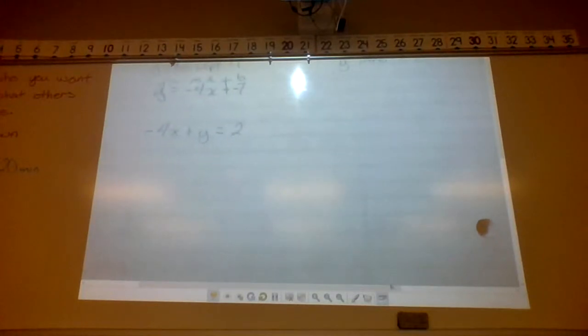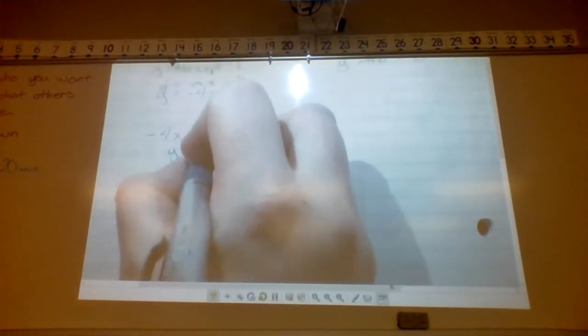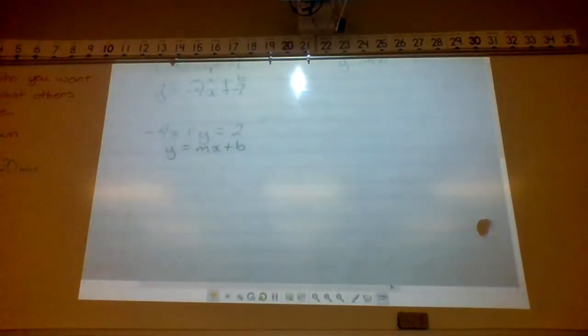All right, tell me, what is the slope and the y-intercept? No, it is not. Here we go. What is our slope-intercept form? Y equals mx plus b, right? Are those written in the same form? No. What is by itself in slope-intercept form? Y. The y has to be by itself.